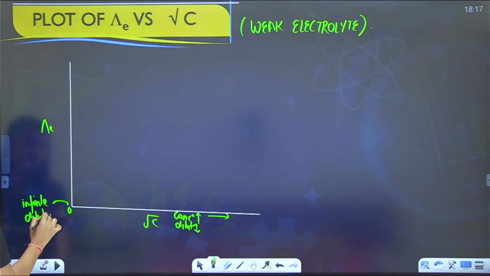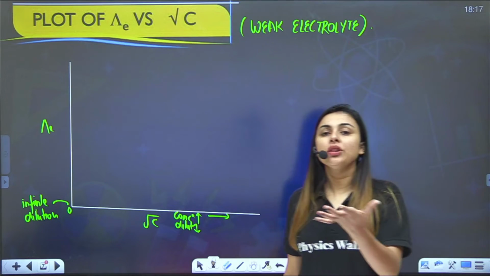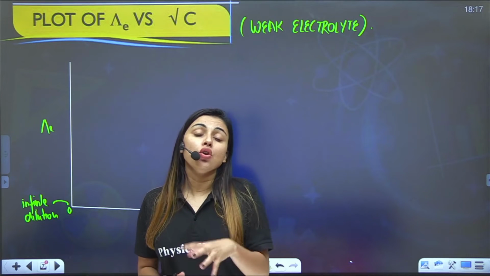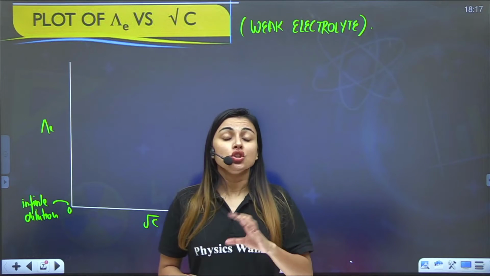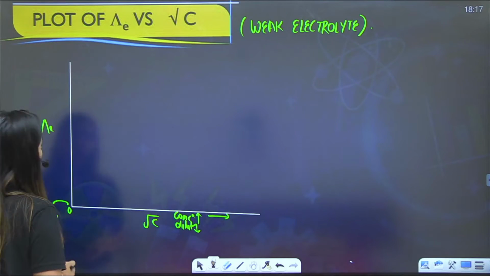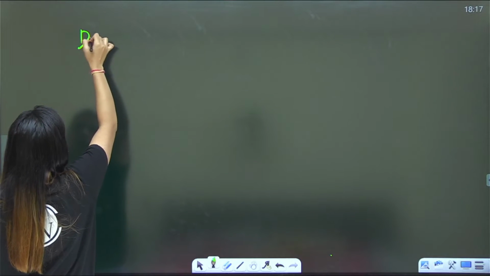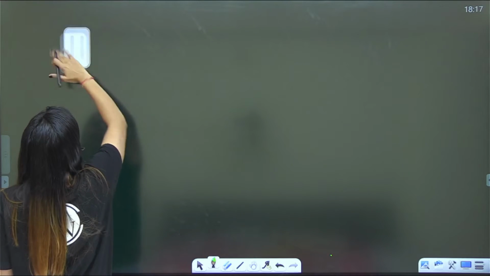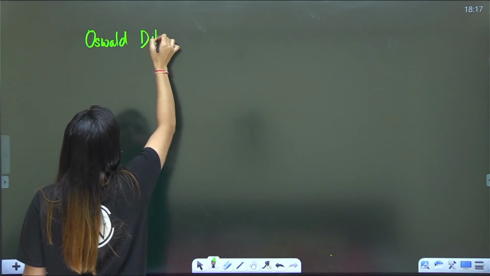Now, when we talked about a weak electrolyte, you know that it doesn't dissociate completely. If it doesn't ionize or dissociate completely, its conductivity cannot be measured very easily like for the strong electrolytes. So my dear students, for this particular part, we need to understand one more important part, which is known as Ostwald dilution law.